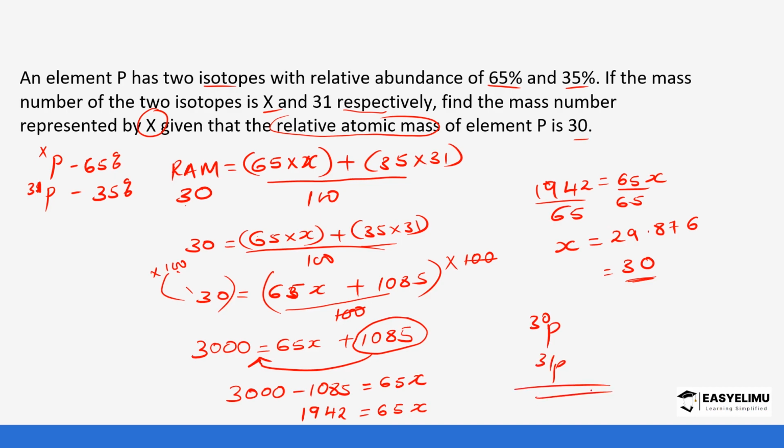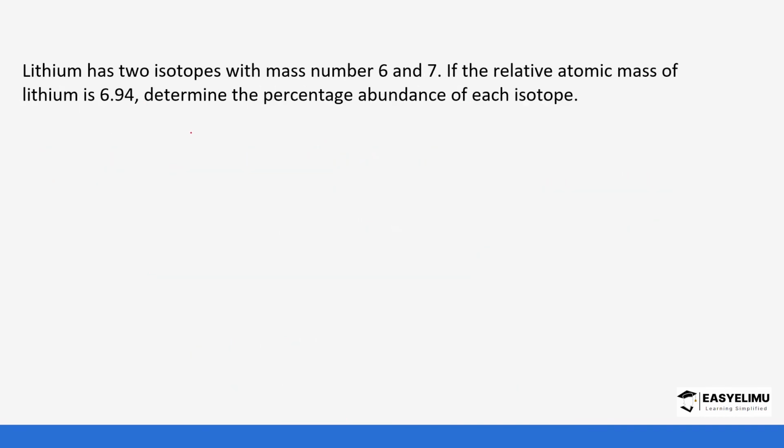So let's look at one more example. Lithium has two isotopes, mass number 6 and mass number 7. If the relative atomic mass of lithium is 6.94, determine the percentage abundance of each isotope. So we have lithium 6 and lithium 7, and our relative atomic mass is 6.94.